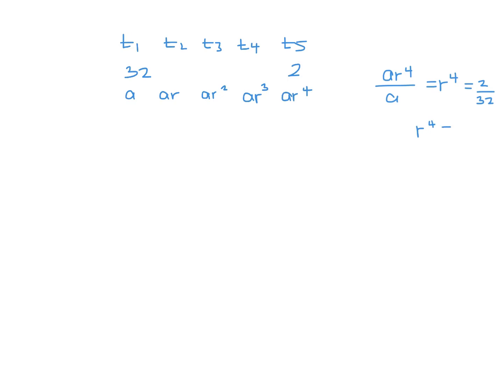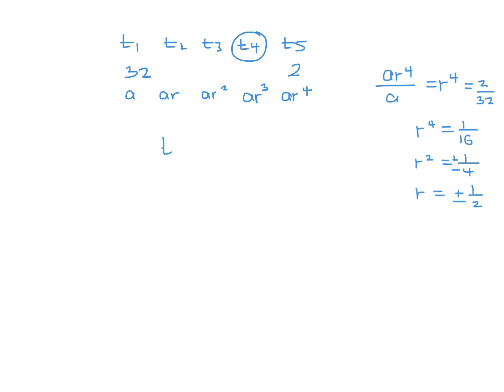So R to the power of 4 is 1 over 16, and therefore R squared is 1 over 4, but plus or minus, right? And therefore R looks like it's going to be plus or minus a half. Okay. So we have to figure out A. What do they want us to figure out? T4, actually.